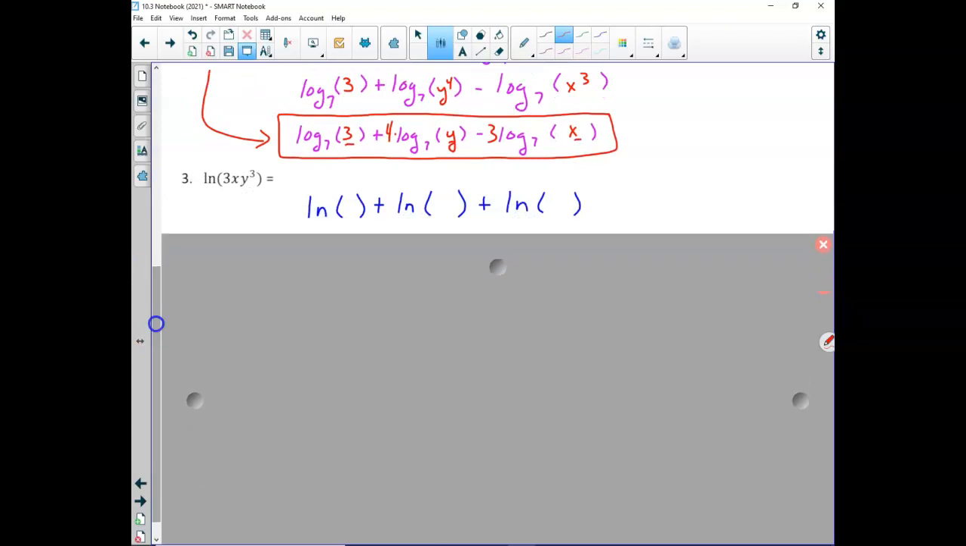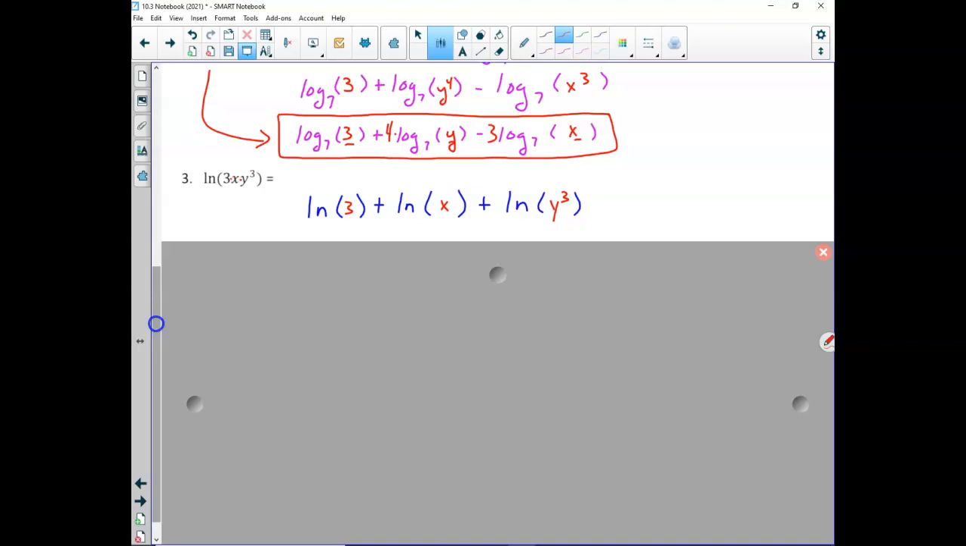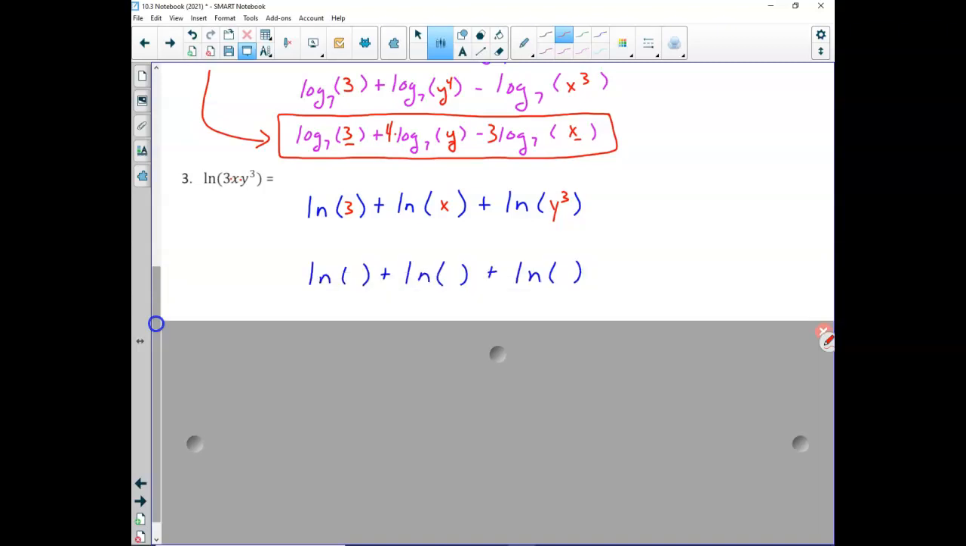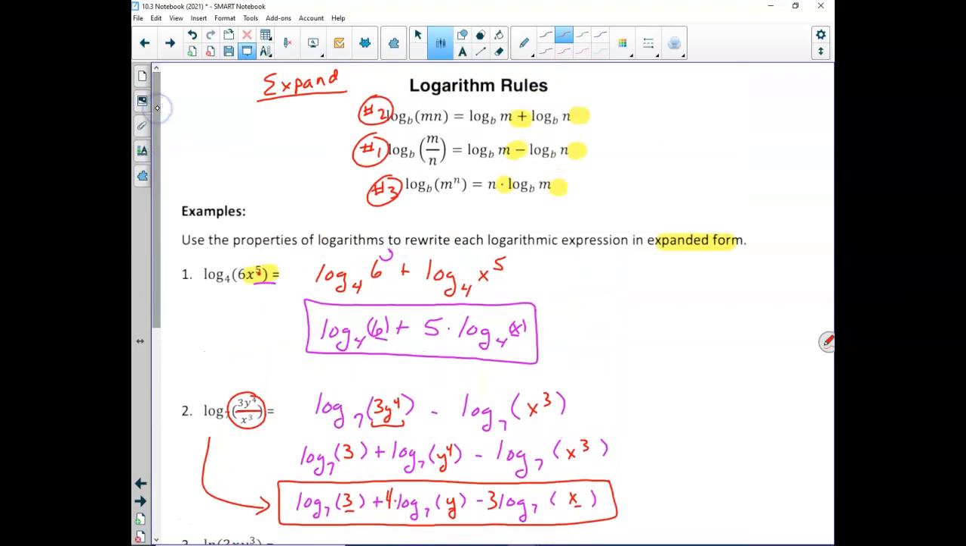And if I came to the next one, well, this is the ln. Don't worry, that's just a log base e, so the properties work the same way. Because I see there's two multiplications, I'm going to have an ln of 3 plus an ln of x plus an ln of y to the third. And then, because I didn't have division, I took care of my multiplication. The last thing I'm going to do is my powers. The first one doesn't have a power. The second one doesn't have a power. But the third one, yeah, it's got a power right there. And that expands that log, okay? That's expanding logs. Expanding logs go from ugly to simple, okay?